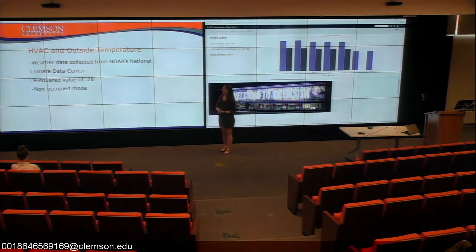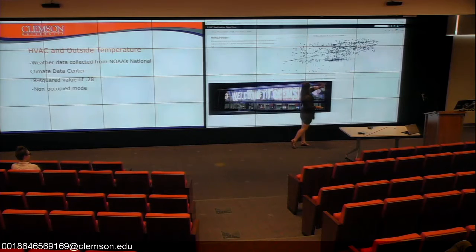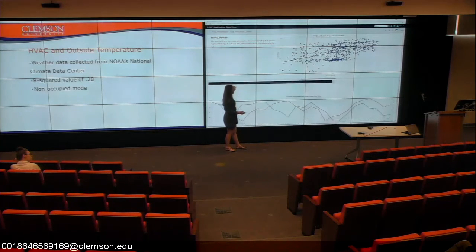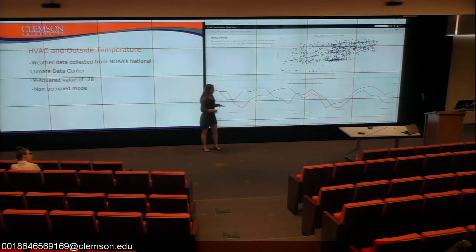The first relationship that we explored was HVAC power and outside temperature. This scatter plot above shows a moderate linear relationship between the two. And what that means is that the HVAC system is already partially aligned with the outside temperature. And so if you look at a time series of the HVAC power in blue and the outside temperature in red, you can see that they're semi-aligned.